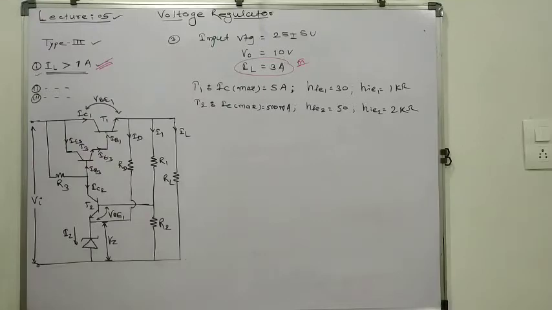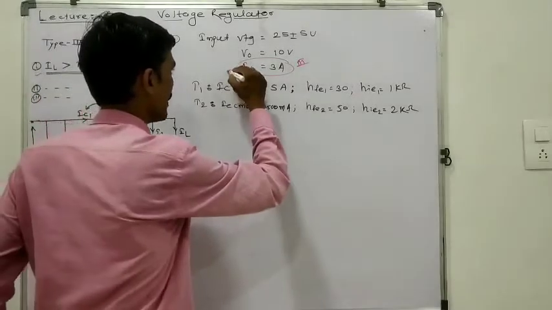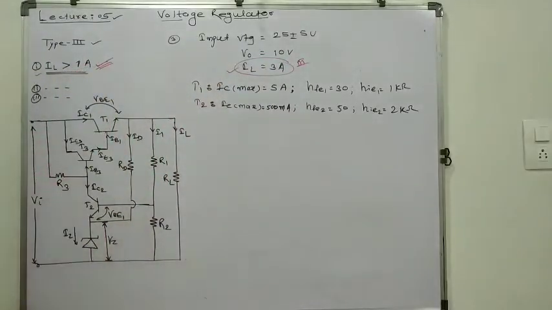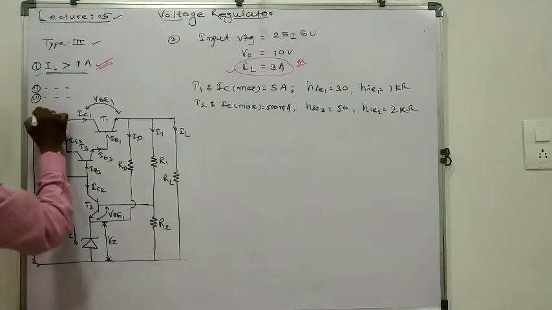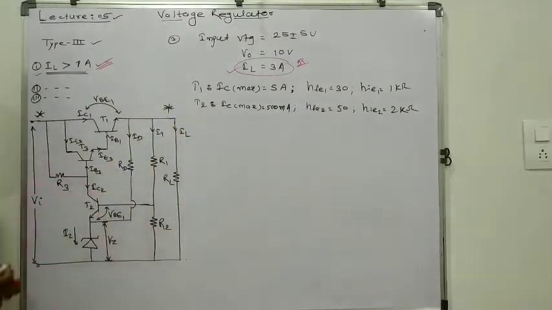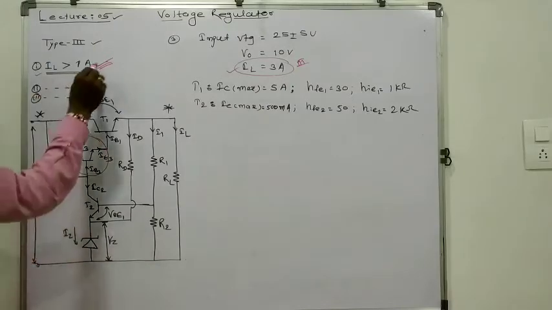From the problem statement we can conclude that as the load current is 3 ampere, greater than 1 ampere, it comes under type number 3. For type number 3, this is the basic circuit diagram. Now you can find a major change in the arrangement, an extra component, that is a transistor T3. This is the extra arrangement made in type number 3.